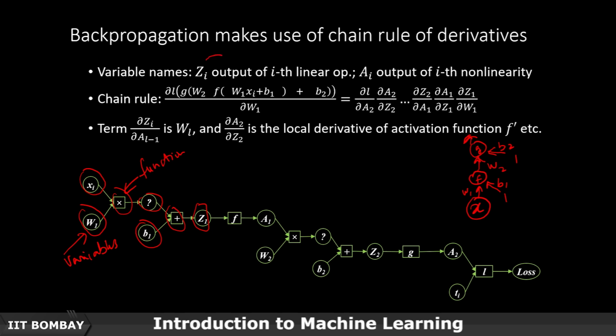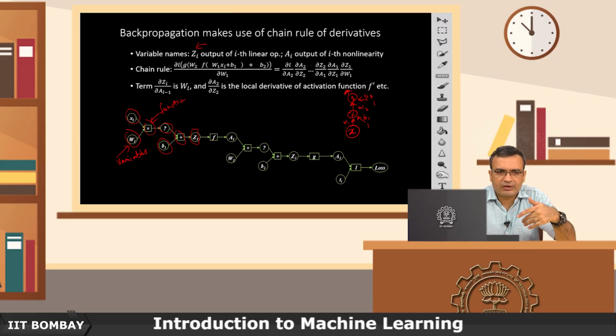I will use Zi for all the outputs of the linear combinations. So once we have the affine combination, whenever we have weight times the input plus bias, that output I will call Zi, i being the layer index, not the input index. So Z1, Z2, Z3 for layer 1, layer 2, layer 3, etc. And once that Z goes into the nonlinearity, which could be a sigmoid or a ReLU or a tanh, the output of that nonlinearity we will call Ai, so A1, A2, A3.